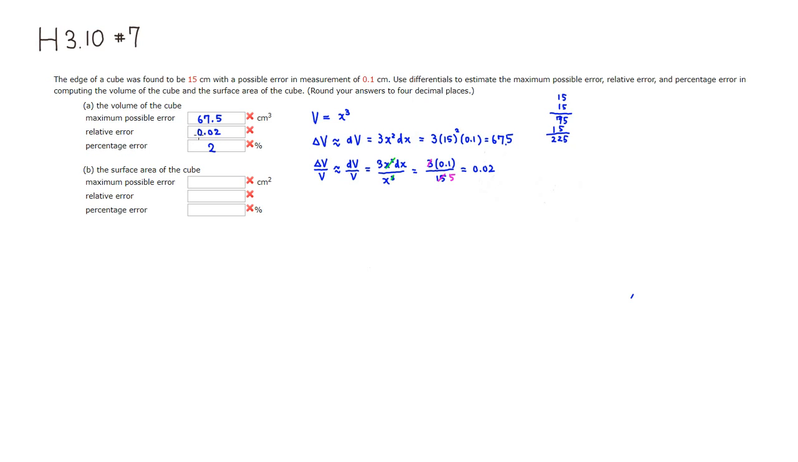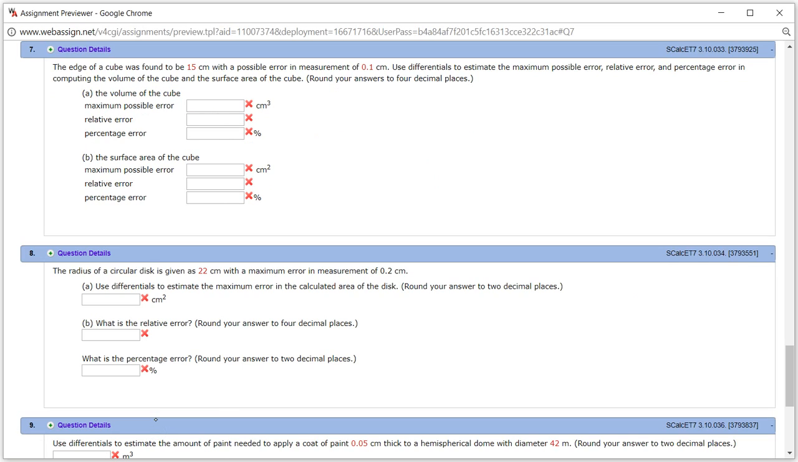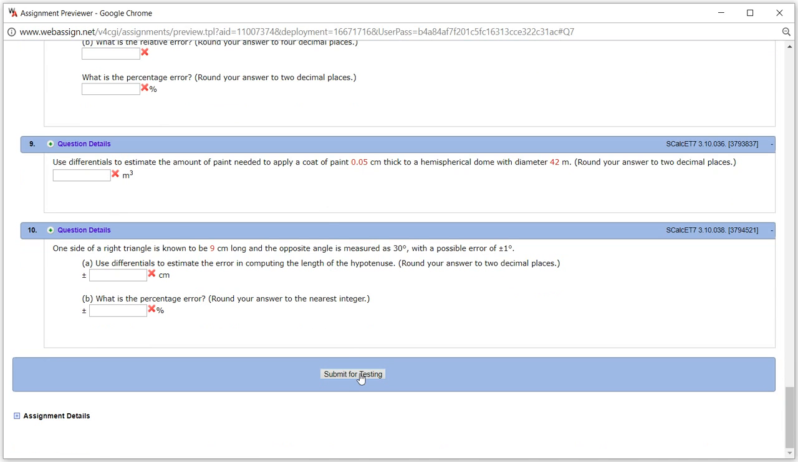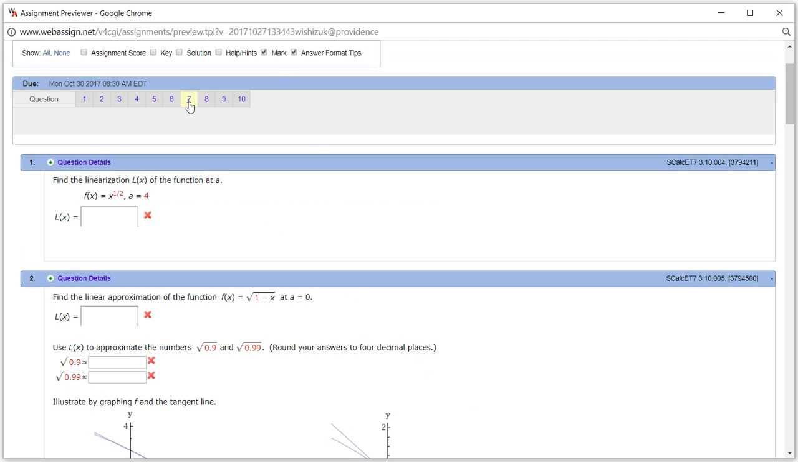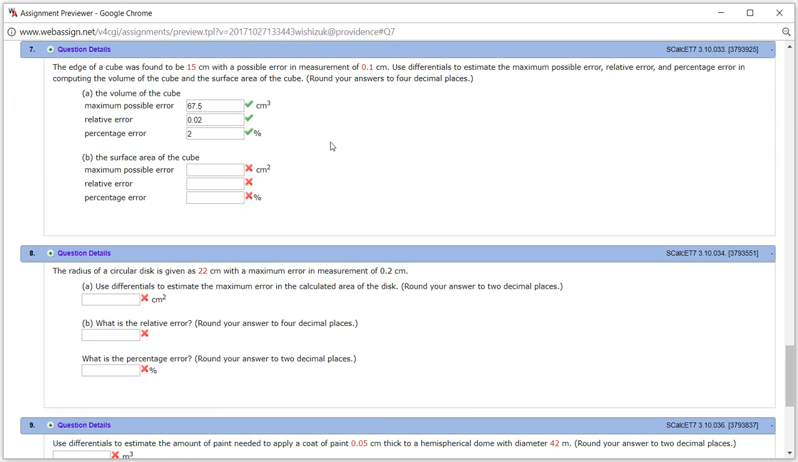All right, and let's type it in. So we got 67.5, and then we have 0.02 there, and that's 2%. Let's submit for testing. It came back, and it looks like we got part A correctly. So let's do part B.